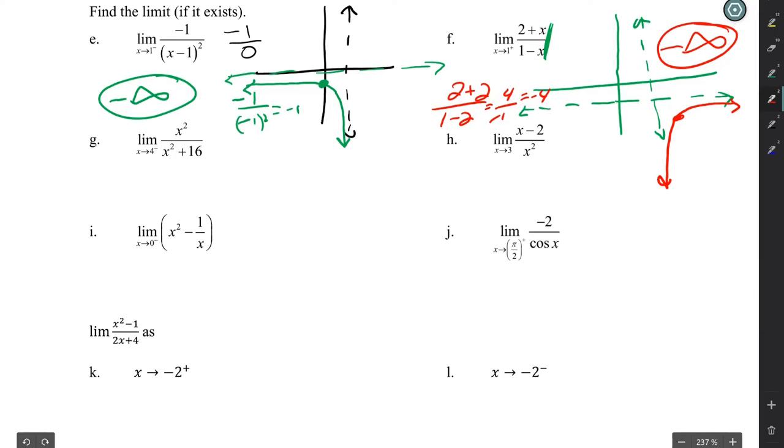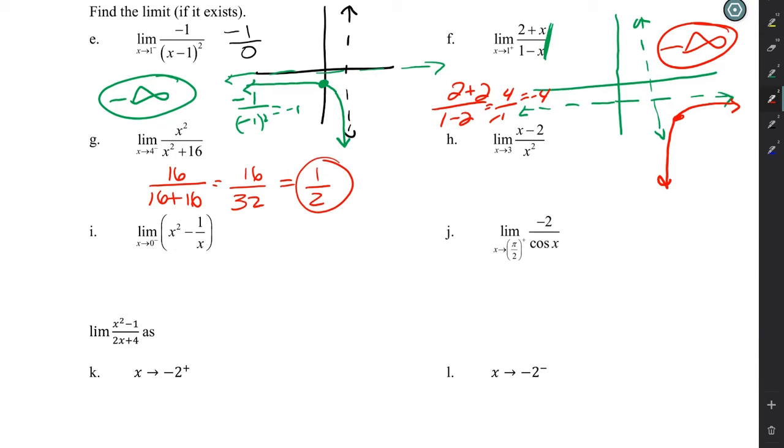For G, if I substitute 4 into the equation, I would get 16 over 16 plus 16. So I'd get 16 over 32, which is 1/2. In this case, the 4 is not an asymptote, so it doesn't cause any problem. We just substitute it in. For H, I have 3 minus 2 over 9. Once again, no issues with an asymptote. I just simplify my fraction.